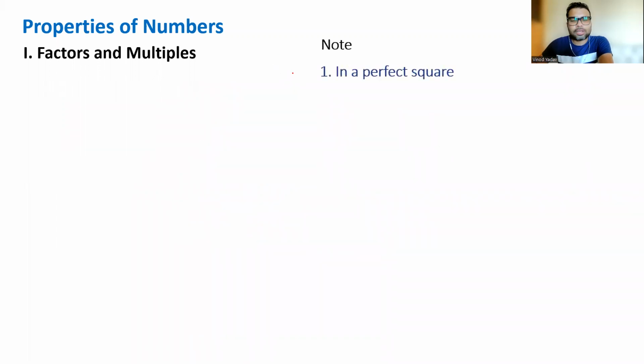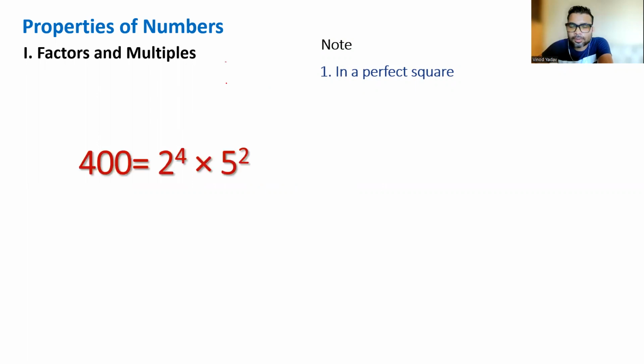Now some more interesting variations. There can be so many variations in this, you know, friends. We will cover all those questions specifically in class, but at least you should have this much base, this much background before you attend the session. Now in a perfect square, what do you mean by a perfect square? See, square of any natural number is called a perfect square. Square of a natural number.